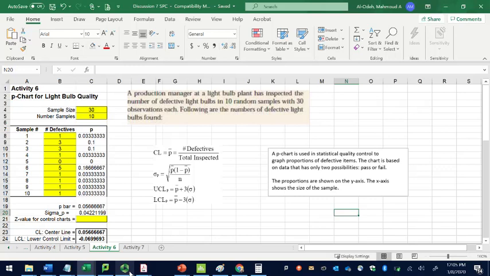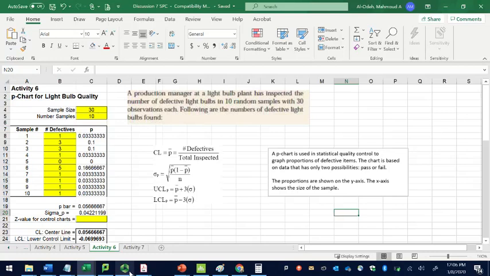This is an example for a production manager at a light bulb plant who has inspected the number of defective light bulbs in 10 random samples with 30 observations each. Following are the numbers of defective light bulbs found. When we talk about light bulbs, whether it's working or not working, same thing for the number of eggs in a carton, broken and unbroken. Whenever you have this kind of data, pass or fail, two possibilities, then you have to use the P chart.